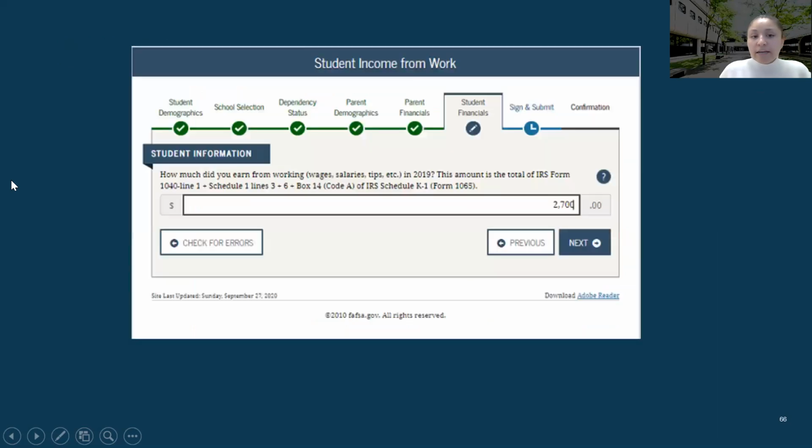Okay. If you're like, I can't locate my W-2s, but you do have your taxes in front of you, you could always look at your 1040, line 1, plus if you have a Schedule 1, lines 3 plus 6, and if you have a Schedule K1, you're going to look at box 14 and add it all up. You're probably like, okay, how does this look?